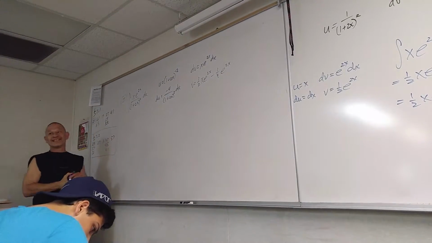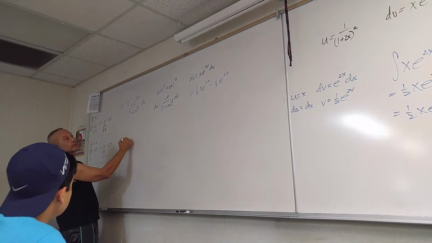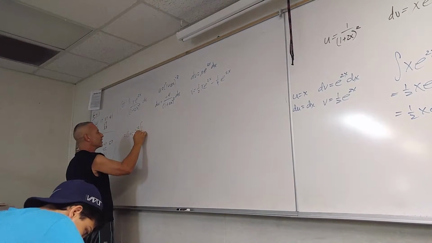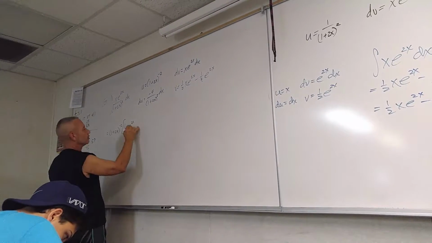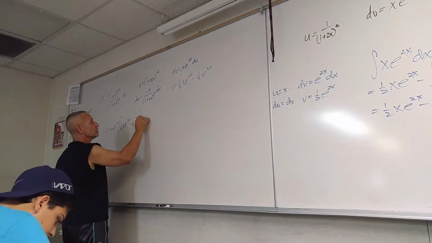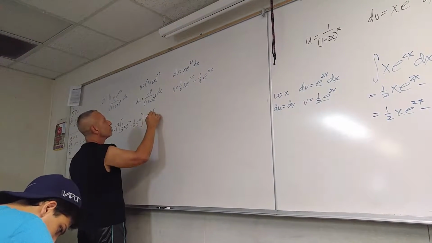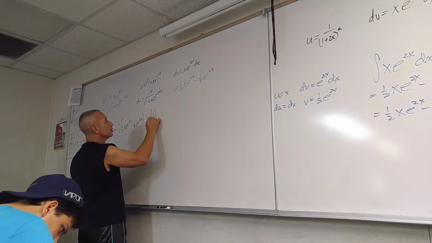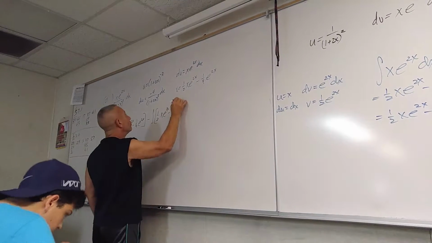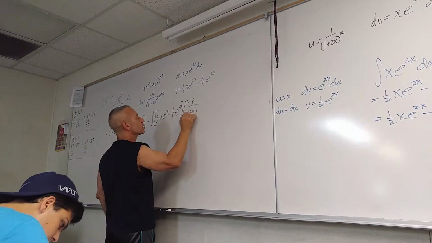So let's see if this is any better. Now we have u times v. That will be 1 plus 2x to the -2 times v, 1/2 x e to the 2x minus 1/4 e to the 2x. All of that is u times v minus the integral of v du. And now this one doesn't look too good. Oh, actually, this one may work out. v du times -4 over 1 plus 2x quantity cubed dx.